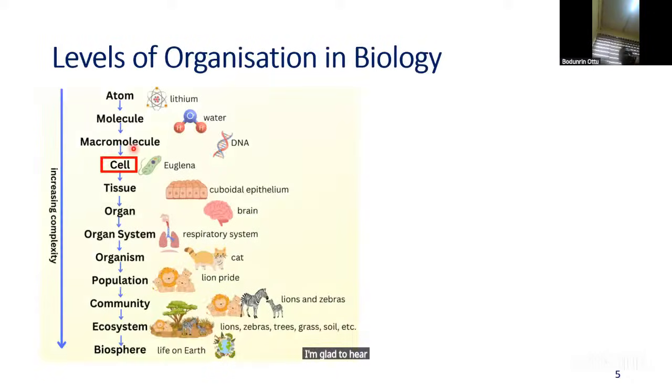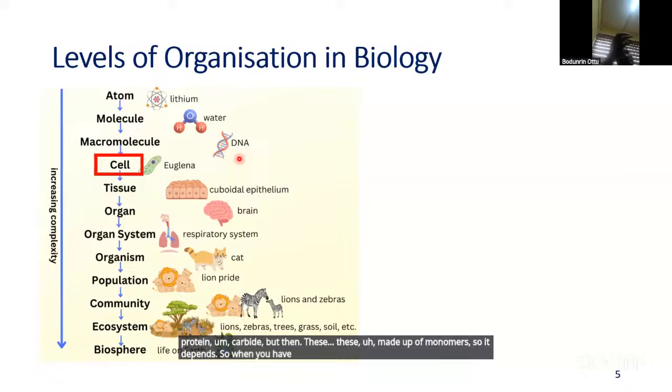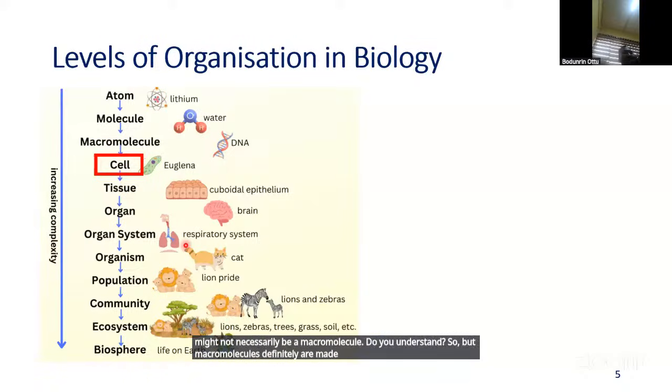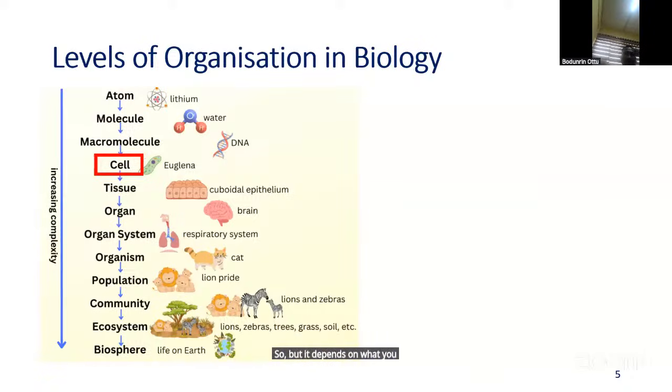You can see you have macromolecules. So you talk about DNA, proteins, carbohydrates, but then these are made up of monomers. So it depends. When you have different monomers, then you say polymers. But when you say a polymer, everything that is a polymer might not necessarily be a macromolecule. Do you understand? But macromolecules definitely are made up of smaller units called monomers. But it depends on what you're looking at.